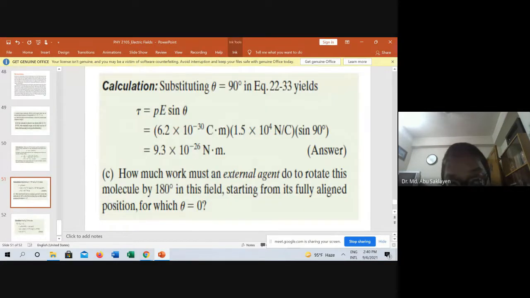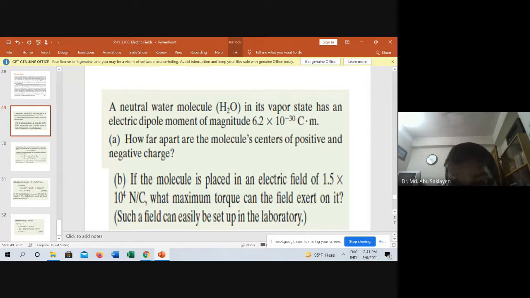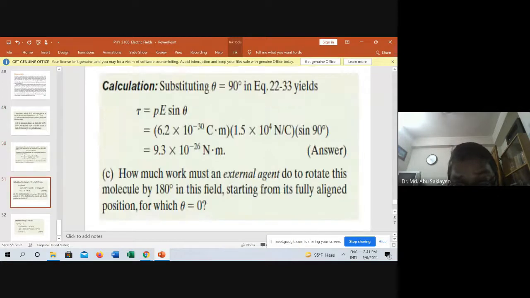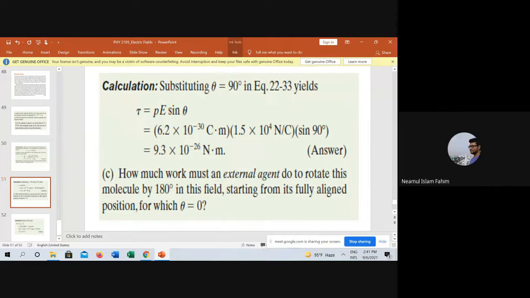And what will be the torque? P sin theta, the magnitude of the torque. Maximum torque, what is the maximum torque? So torque is P sin theta if you consider magnitude only. P sin theta is maximum when theta is 90 degrees, right? Yes, sir. 90 degrees.